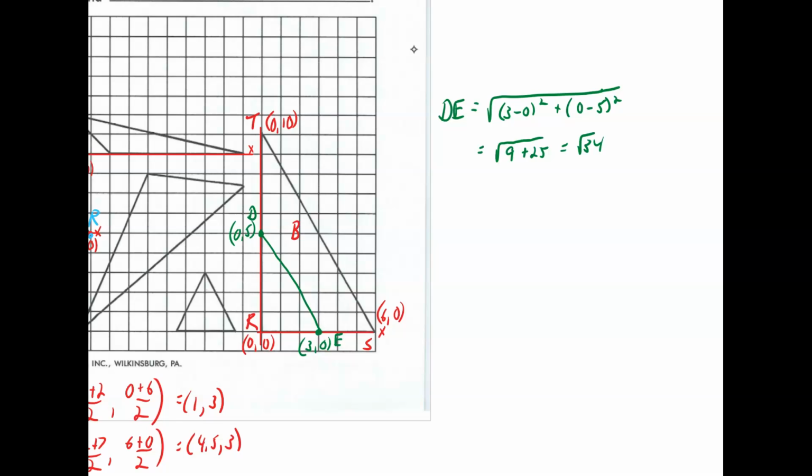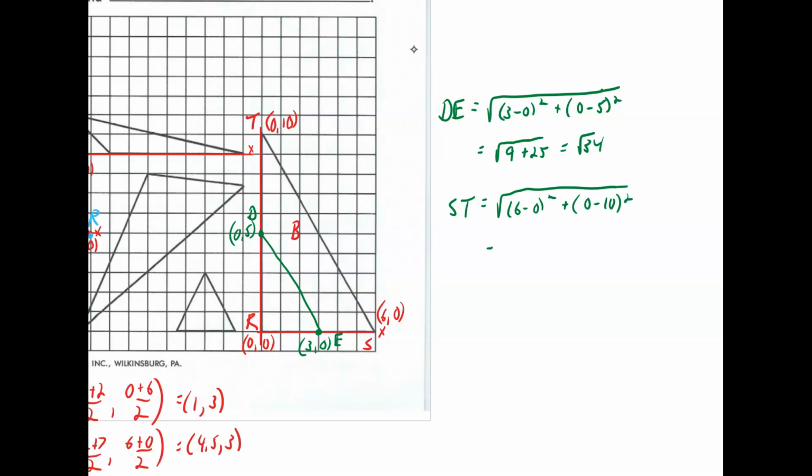Now, let's find the length of ST. That's the third side that we didn't even use yet. We haven't done anything with segment ST yet. So ST is equal to, let's see, the distance in the x's is from 6 to 0. So the square root of 6 minus 0 squared, plus the difference in the y's is 0 minus 10 squared.